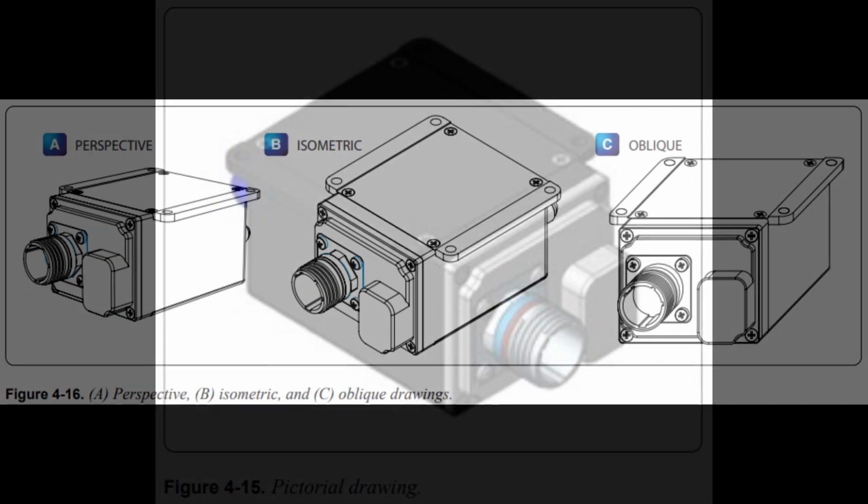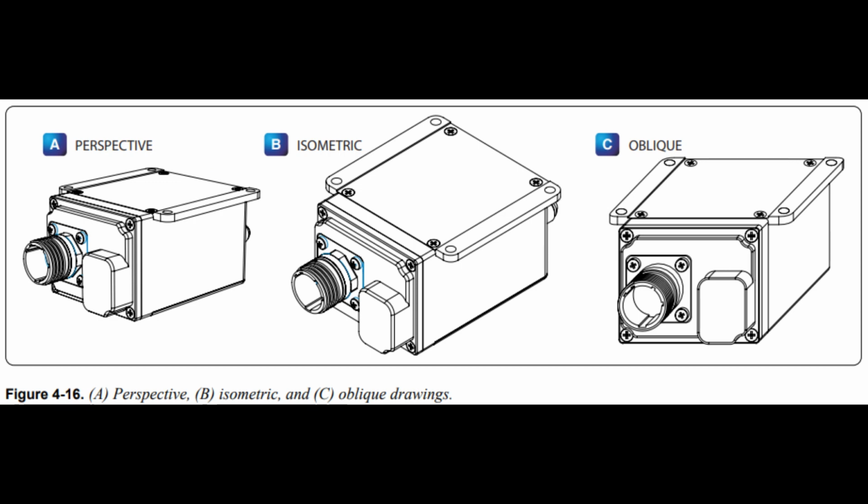Four types of pictorial drawings used frequently by aircraft engineers and technicians are perspective, isometric, oblique, and exploded view. Perspective drawings. A perspective view shows an object as it appears to an observer. Figure 4.16a. It most closely resembles the way an object would look in a photograph. Because of perspective, some of the lines of an object are not parallel and therefore the actual angles and dimensions are not accurate.